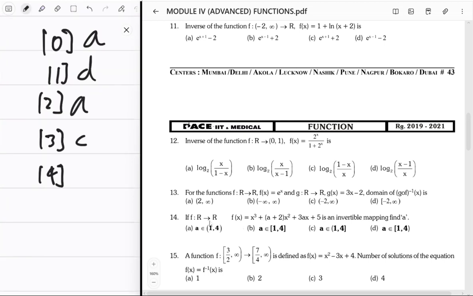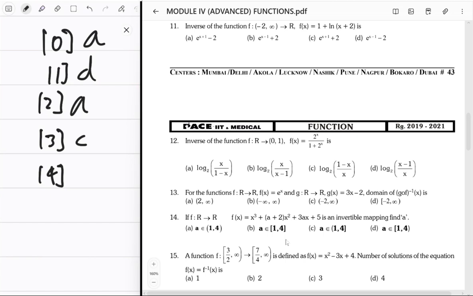If f is a function from real to real, f(x) is given by x cubed plus (a plus 2) times x squared plus 3x plus 5. Wow, a plus 2 you are saying. Interesting. Why did you do that? Oh, there's no 3 over there. That's very weird. What if I try to complete the cube or something? No, not easy to do. It's an invertible mapping. Find a.